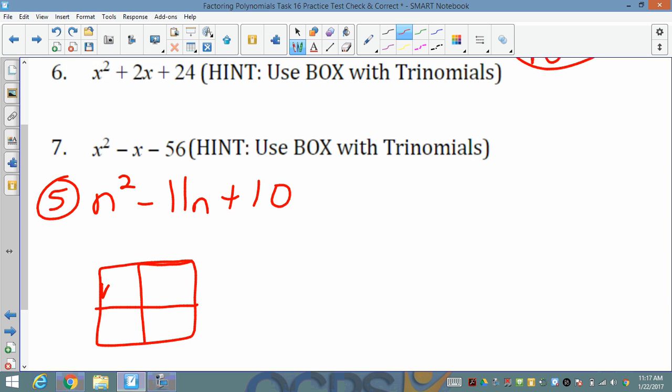I'm going to put in my first and my last term. Now here's where it gets different. I don't have two terms in the middle, so I can't just plop two terms right there. So I have to follow the steps that are on page 4.